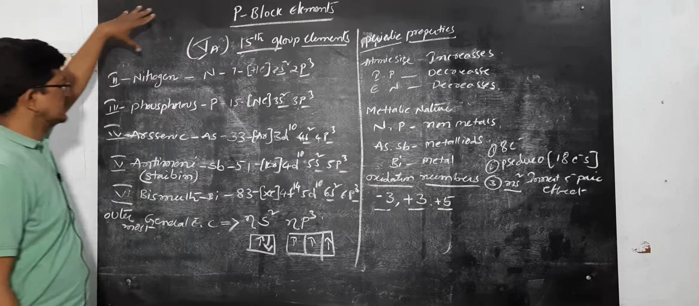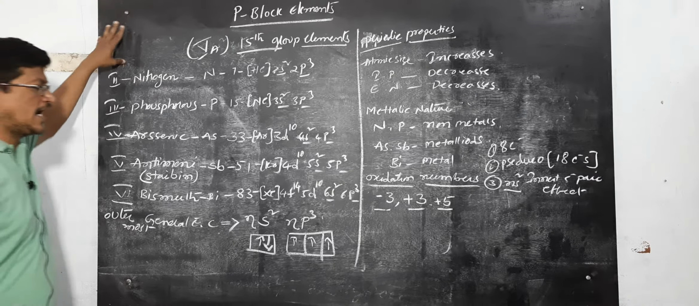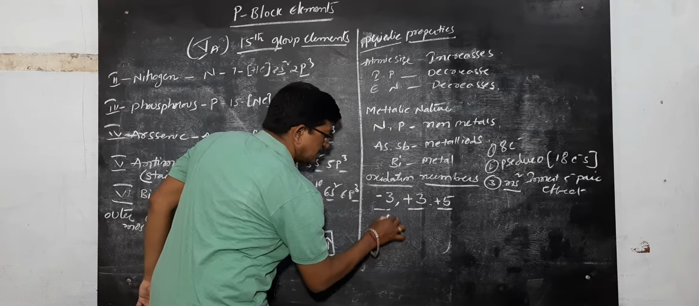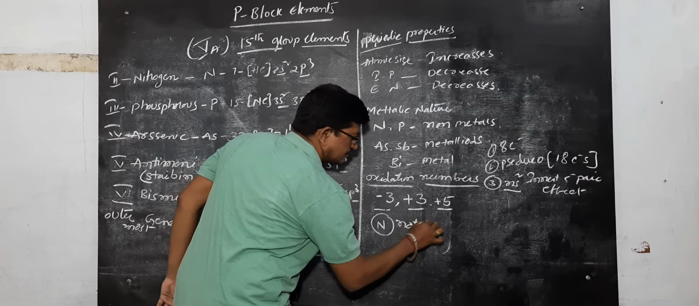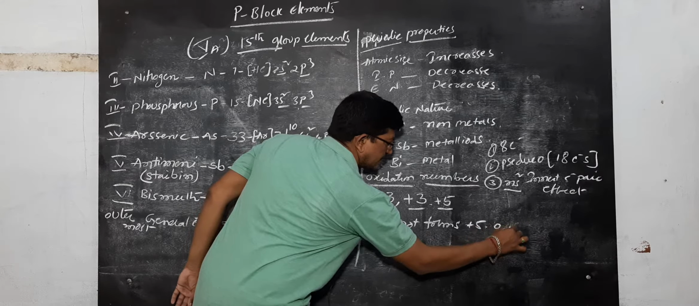Among these 15th group elements, nitrogen does not form the +5 oxidation number.